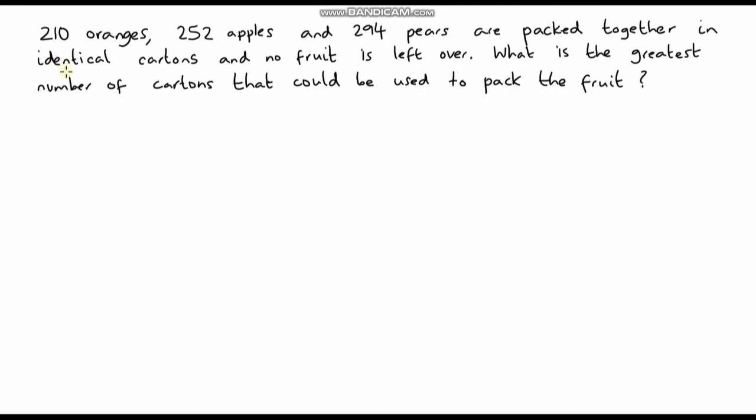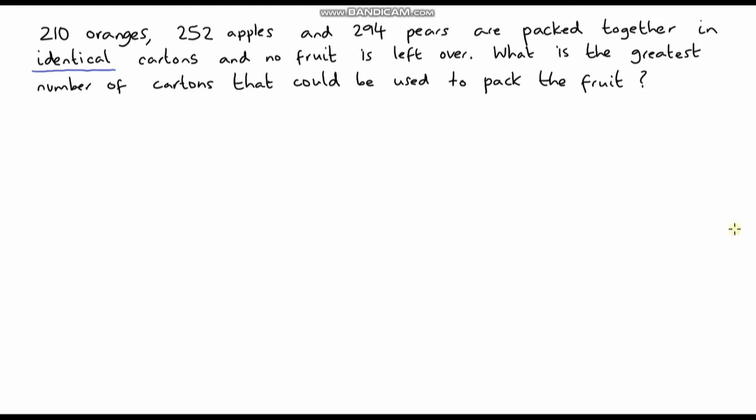Okay, so here's another question for you to have a go at. 210 oranges, 252 apples, and 294 pears are packed together in identical cartons, and there's no fruit that is left over. What is the greatest number of cartons that could be used to pack the fruit? So we've got identical cartons. We're going to have a certain number of cartons. They're all the same, and they have to have in total 210 oranges, 252 apples and 294 pears. So what is the greatest number of cartons that we could use to pack the fruit together?